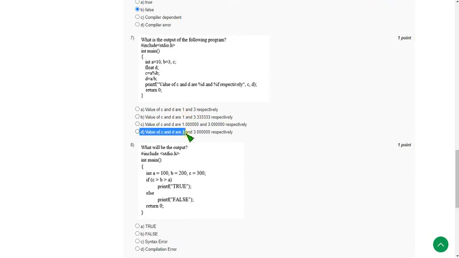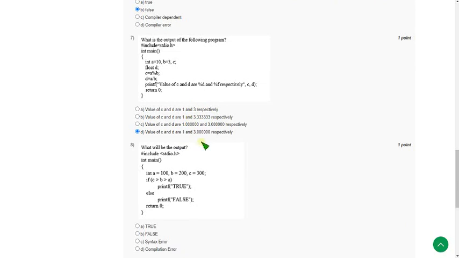The values of C and D are 1 and 3.000000 up to 6 decimal places. That is the answer, but it should not be written like this; it should be in float or double value. So the answer is option D.